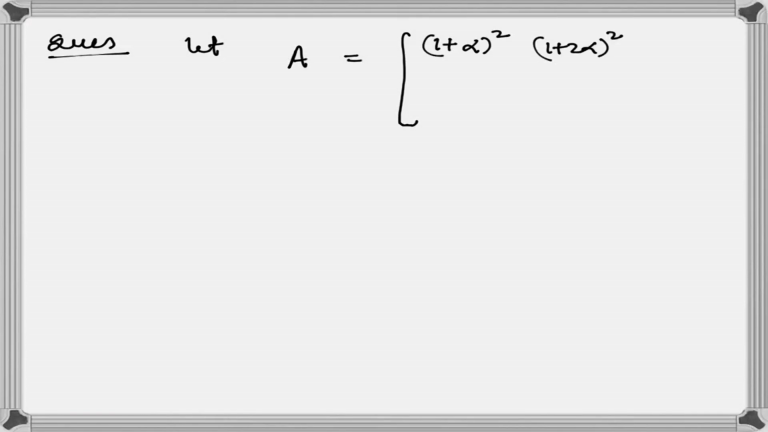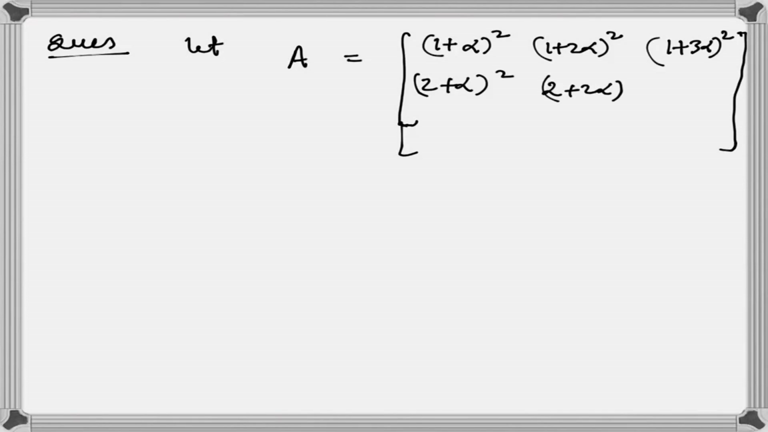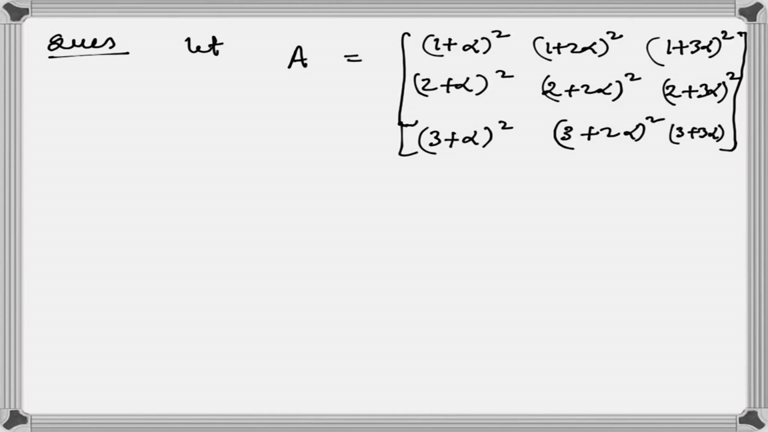Let's solve another problem. Let A be a 3 cross 3 matrix with rows: 1 plus alpha square, 1 plus 2 alpha square, 1 plus 3 alpha square; 2 plus alpha square, 2 plus 2 alpha square, 2 plus 3 alpha square; 3 plus alpha square, 3 plus 2 alpha square, 3 plus 3 alpha square.